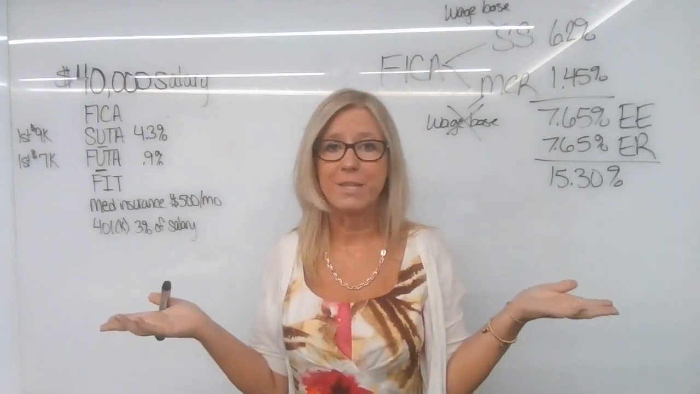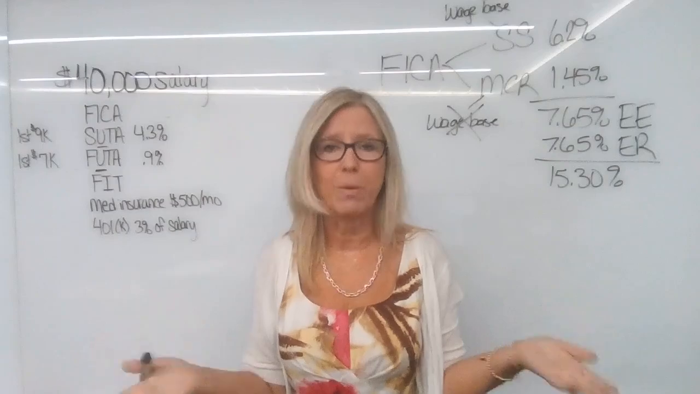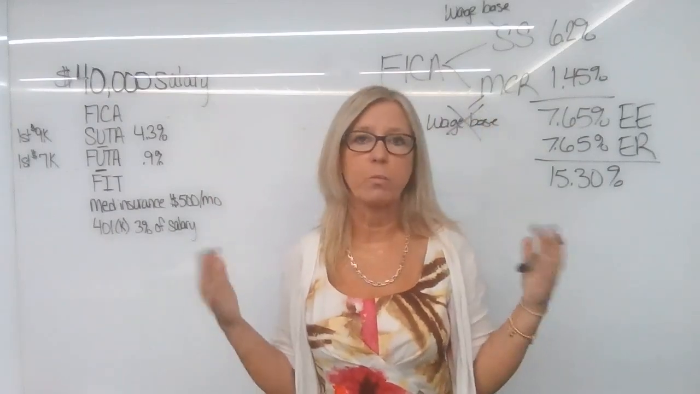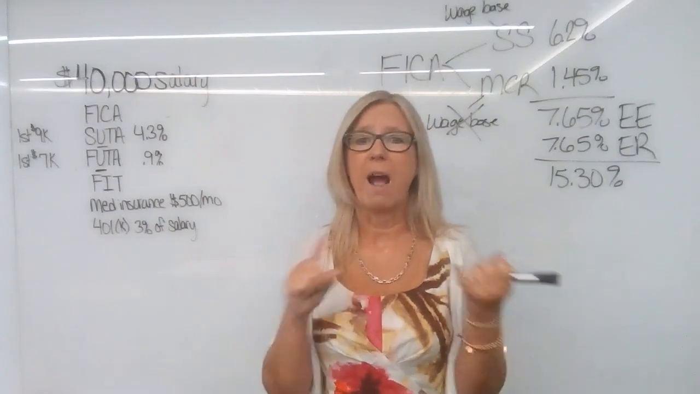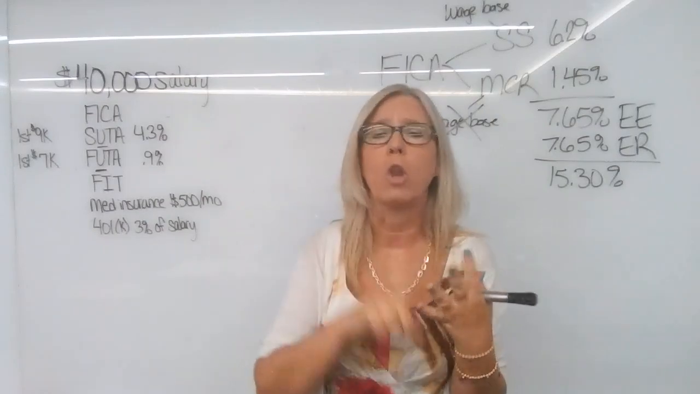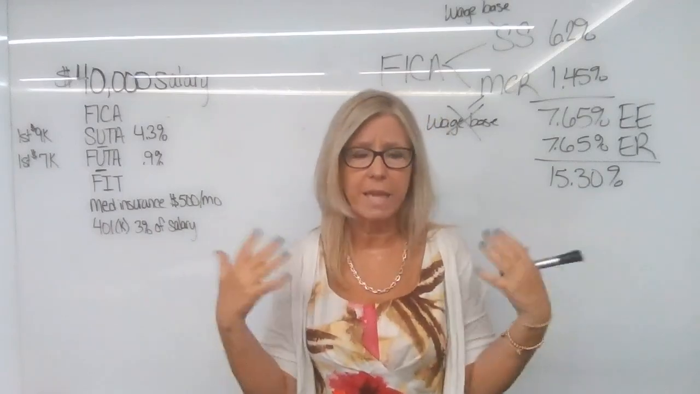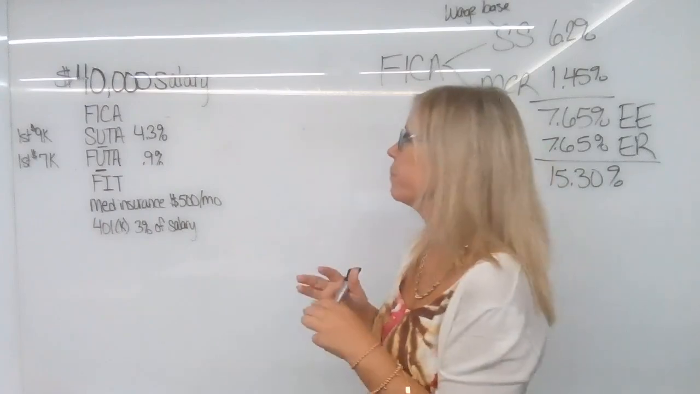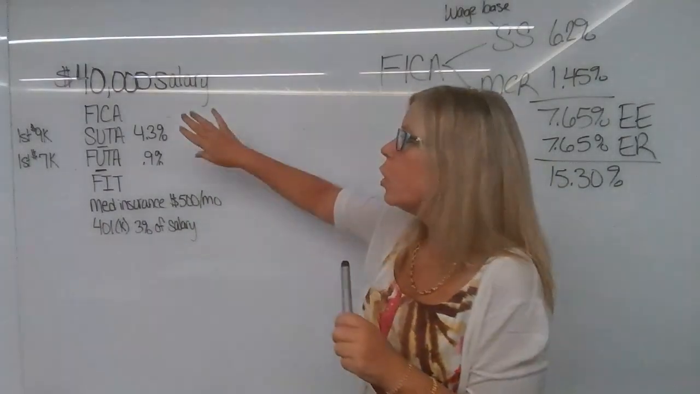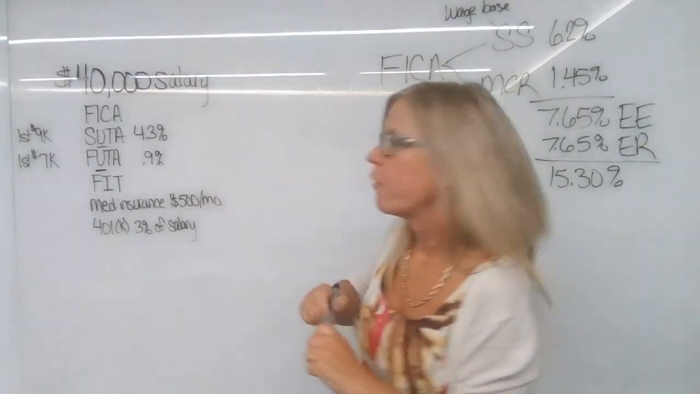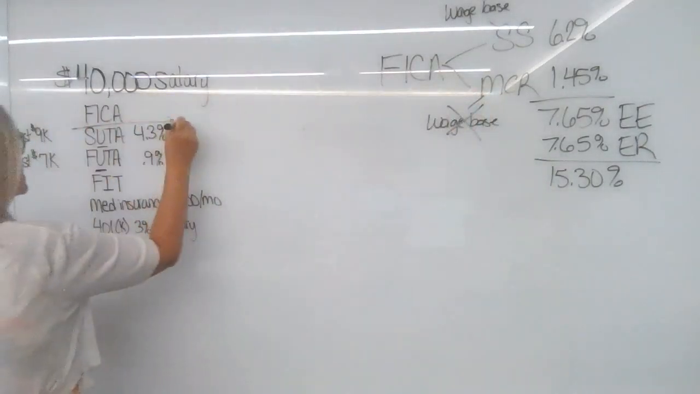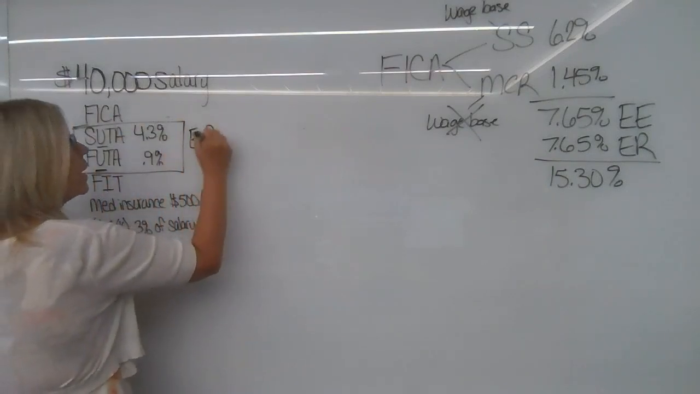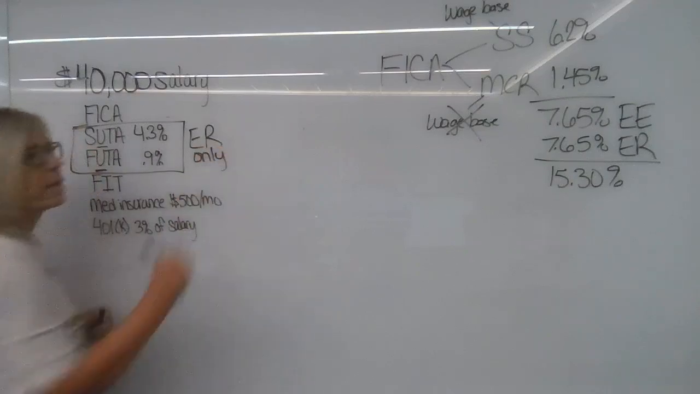Sometimes states run out of that money. California has run out of unemployment money before. So every state has a different rule and law about how much unemployment you can get, how long you can draw, collect unemployment checks, things like that, because it's a finite pool of money. Who is responsible for paying FUTA and SUTA taxes? In this case, the employer only.